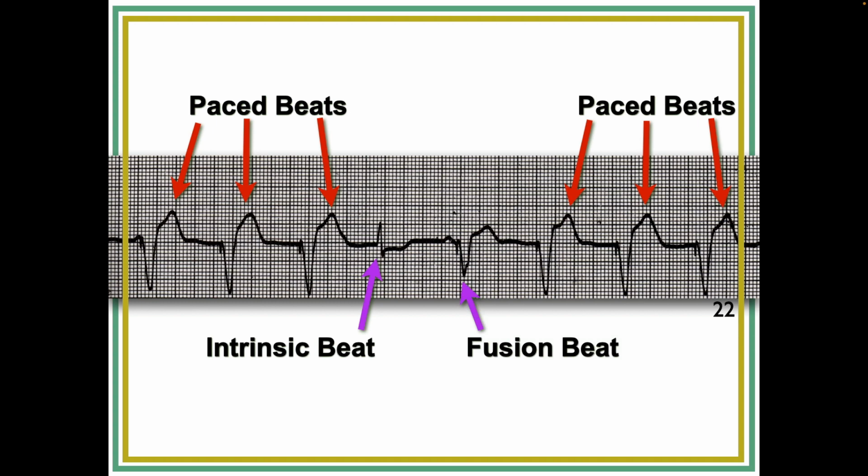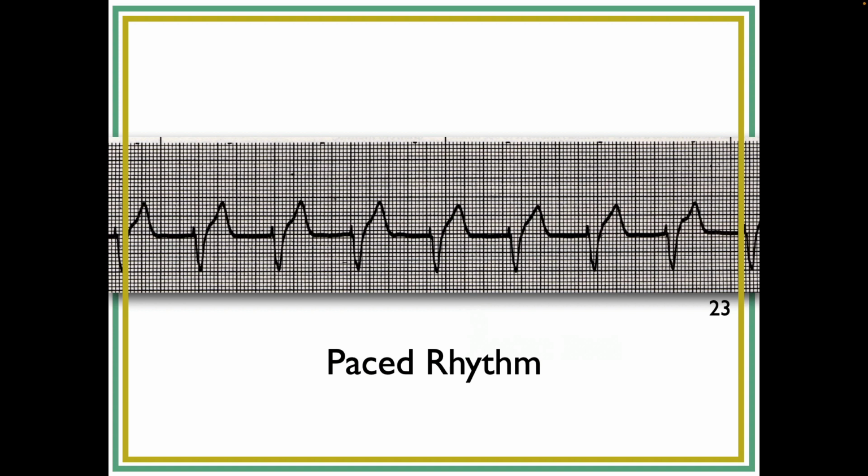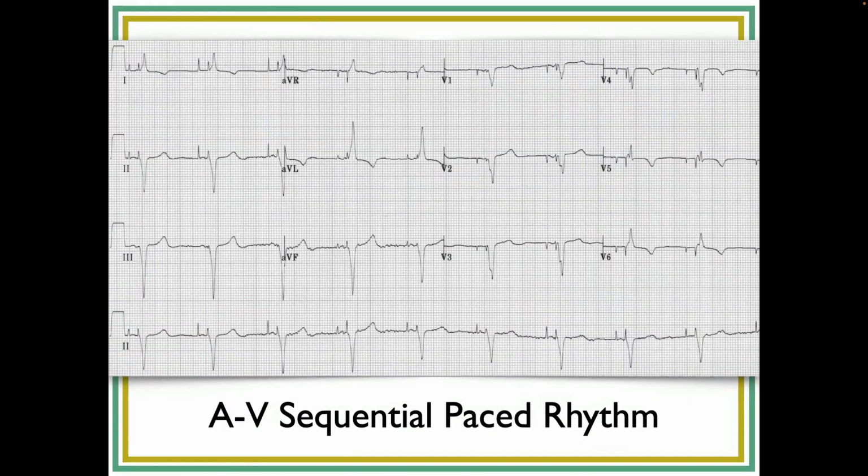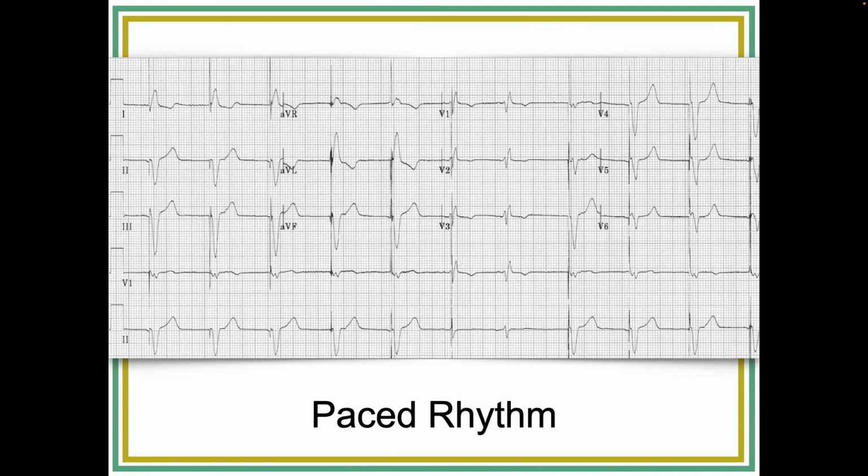And then here's just a straight paced rhythm. Again, look for the pacer spikes. Okay, this is the 12 lead, but this is where there's a dual chamber. You can see there's a little pacer spike, then there's a P wave, and then there's a pacer spike, and then there's a QRS. So this is where the atria and the ventricles are being paced. Here's another one like that. Just to give you another, on the 12 lead, you can just see the pacer spikes. And here you can see here's an intrinsic beat, and then it goes back to the paced beats.